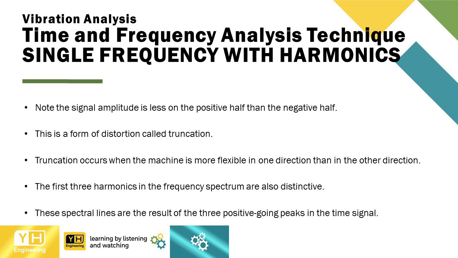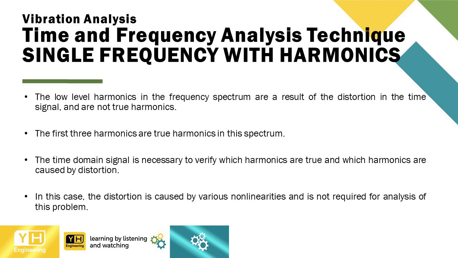Truncation occurs when the machine is more flexible in one direction than in the other direction. The first three harmonics in the frequency spectrum are also distinctive. These spectral lines are the result of the three positive going peaks in the time signal. The low-level harmonics in the frequency spectrum are a result of the distortion in the time signal, and are not true harmonics. The first three harmonics are true harmonics in this spectrum.